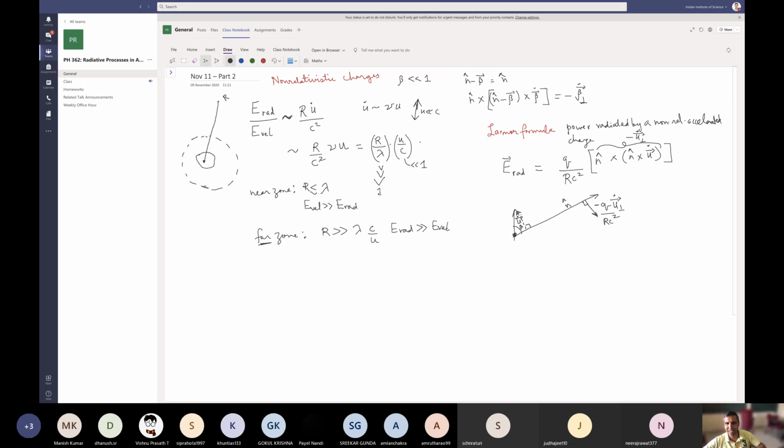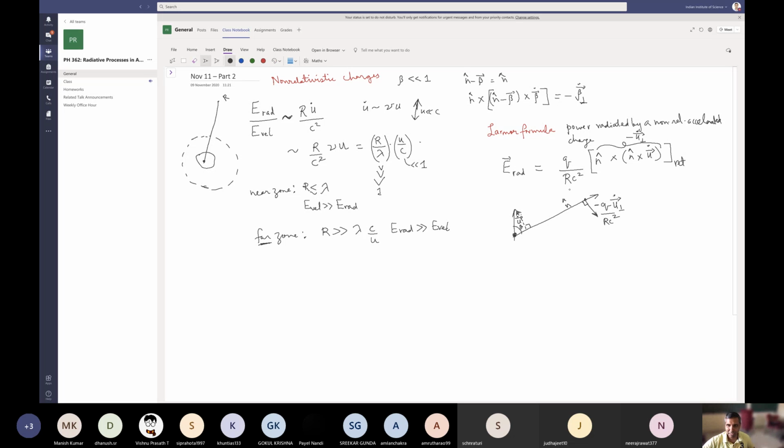This is the angle between the acceleration and the direction n hat. And recall, this is actually evaluated at the retarded time. So at the observed time, this particle will not be here. It may be somewhere else. But this is the location at the time when the radiation, which is observed now, left the source. So in all these formulas, it's always the retarded time. We have to be careful about this because light takes finite time to travel.